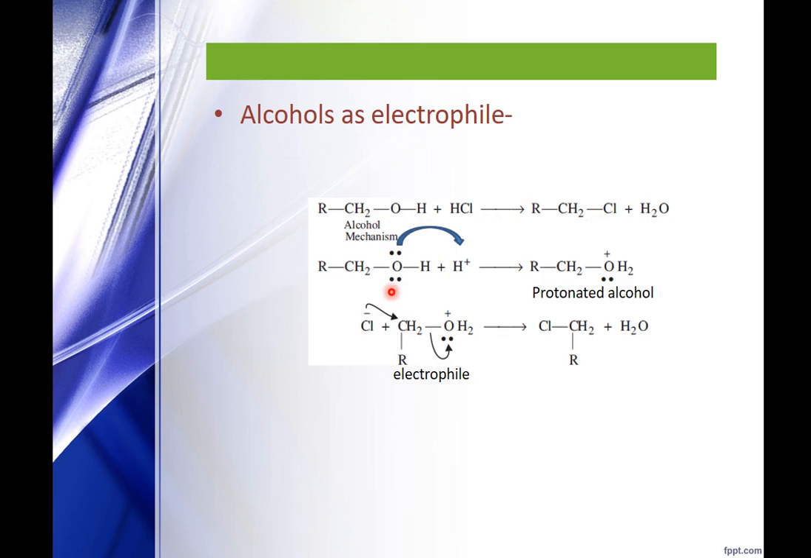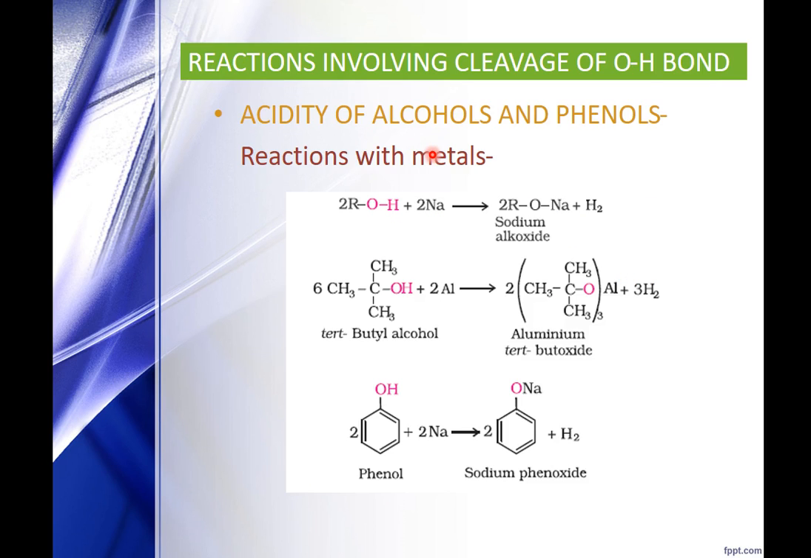Here is the mechanism. Again, the lone pair of electrons take up this proton. So here, this molecule is acting as a nucleophile, but once this protonated alcohol is formed, here it is being attached with a negative species. So this is acting as electrophile. So we can say alcohol can act both as electrophile as well as nucleophile.